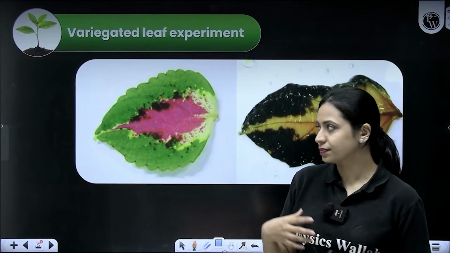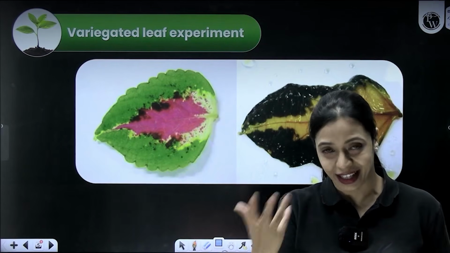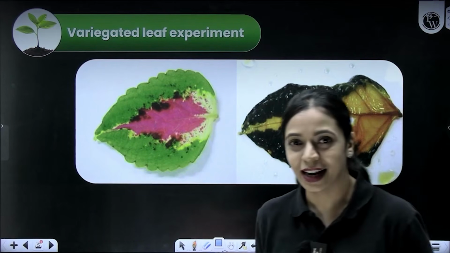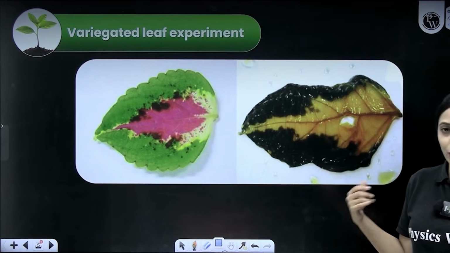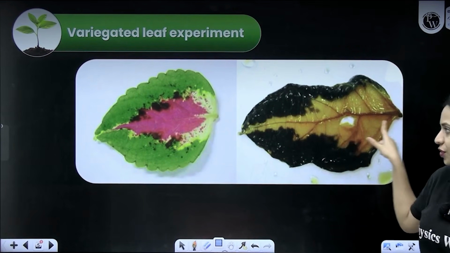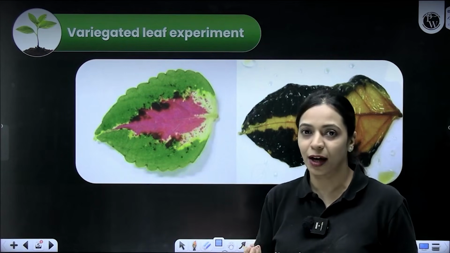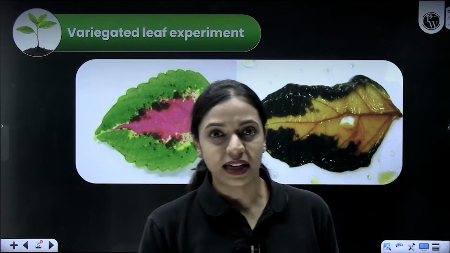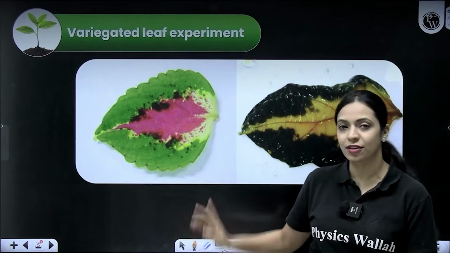So when a variegated leaf from a plant is taken out and you add iodine solution on top of it, after a while you will notice how only in the green parts there will be a color change to bluish black, but the remaining central other color part will remain as it is. It will show the same color as iodine. So this indicates that starch is present only in the green regions of the plant.